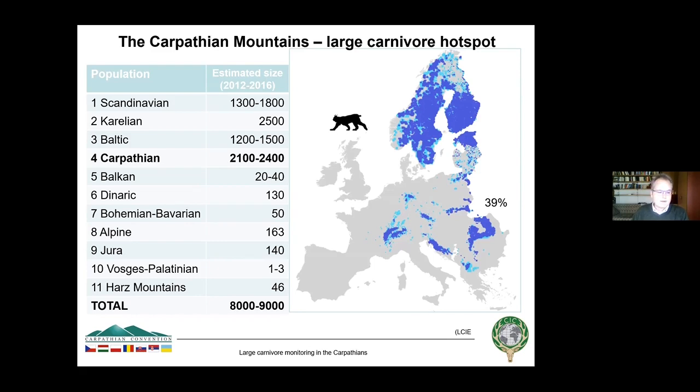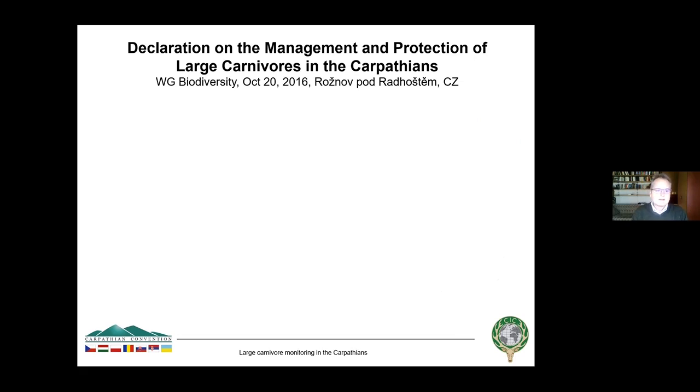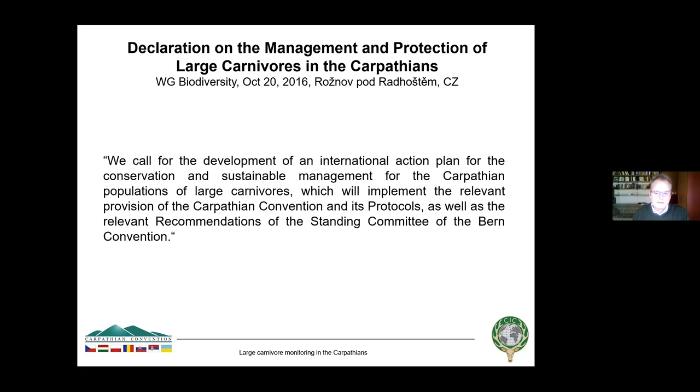And there's a Carpathian Convention. And within the convention, there's a biodiversity working group. And on October 20th of 2016, this working group supported a declaration. And there's one citation from it: We call for the development of an international action plan for the conservation and sustainable management for the Carpathian populations of large carnivores, which will implement the relevant provisions of the Carpathian Convention and its protocols, as well as the relevant recommendations of the Standing Committee of the Bern Convention.